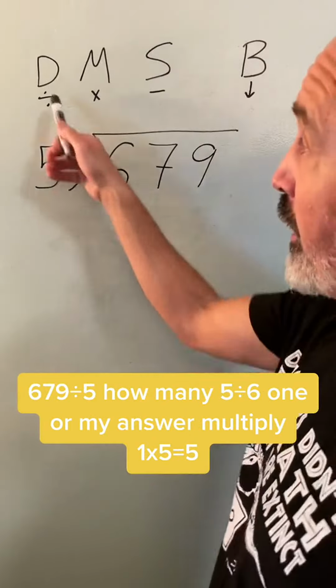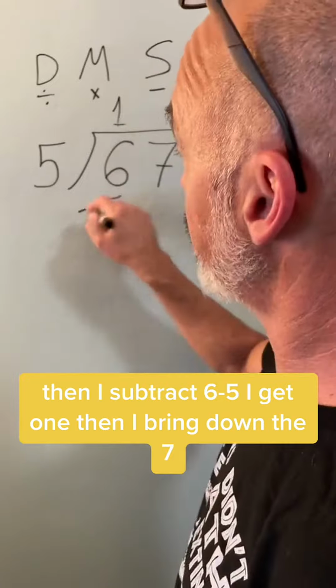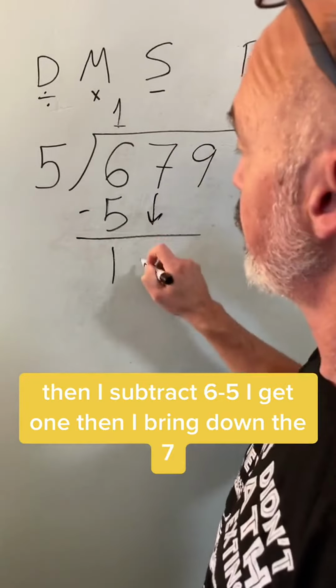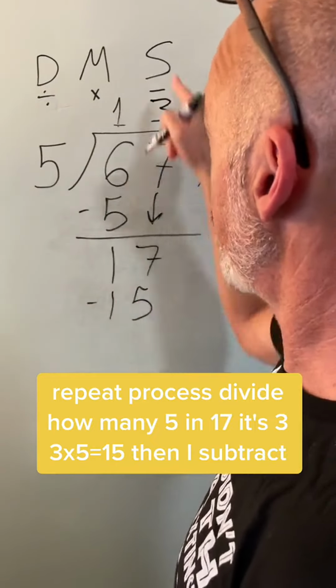679 divided by 5. How many 5s can I divide out of 6? Now it's 1, part of my answer. Multiply. 1 times 5 is 5. Then I subtract. 6 minus 5, I get 1. Then I bring down the 7 and repeat the process. Divide how many 5s into 17? It's 3. 3 times 5 is 15. Then I subtract. I get 2.